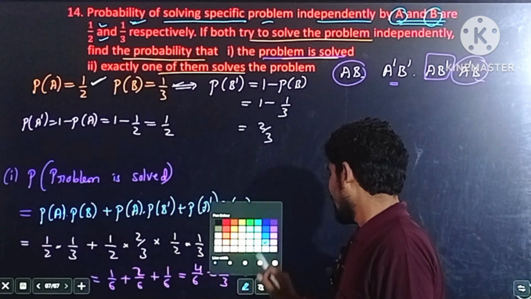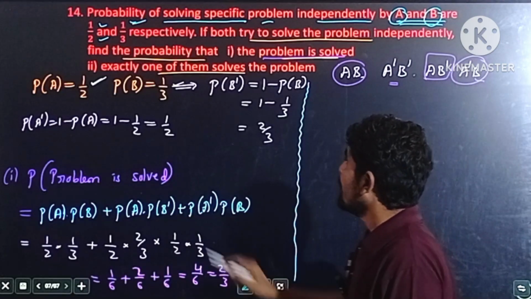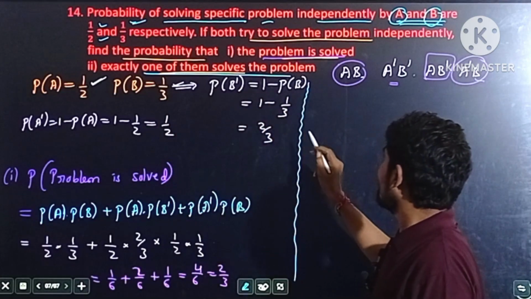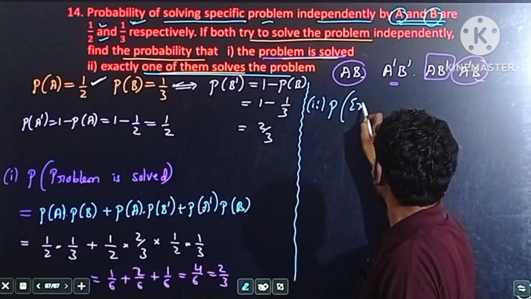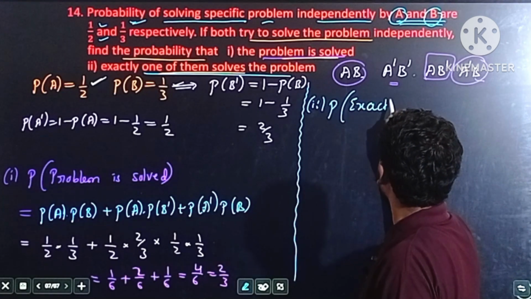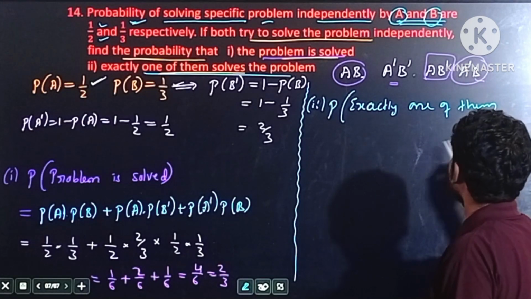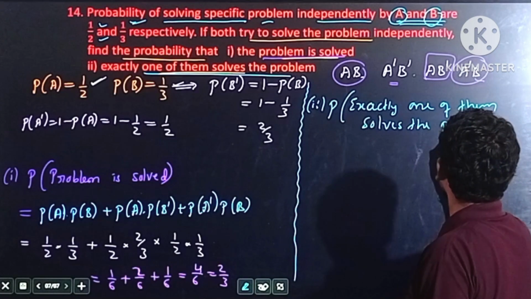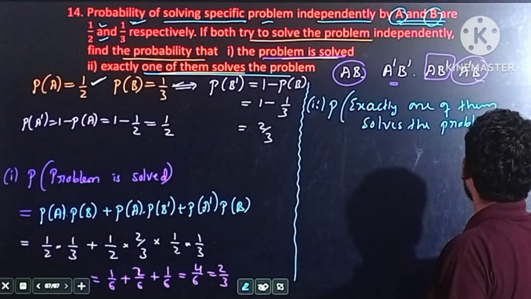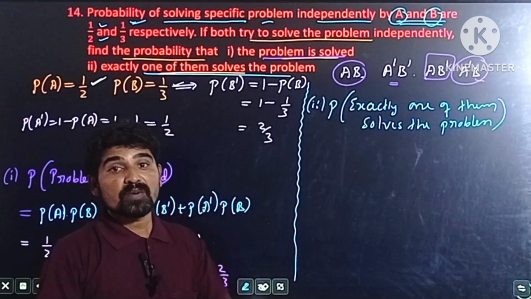Now in the second question we need to identify the probability that exactly one of them solves the problem. Exactly one of them solves the problem means either A solves the problem or B solves the problem, but not both.